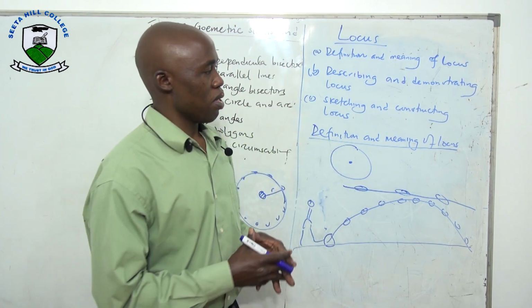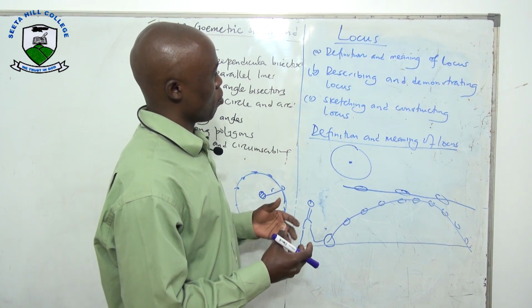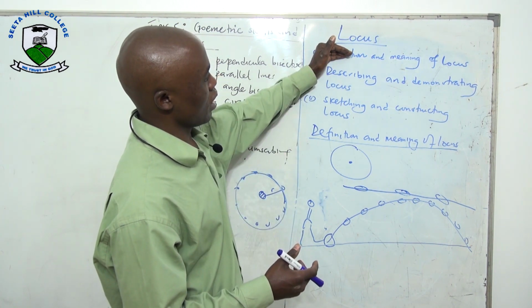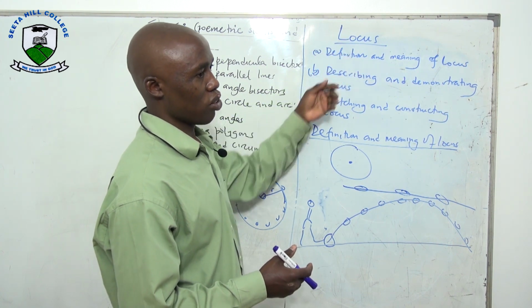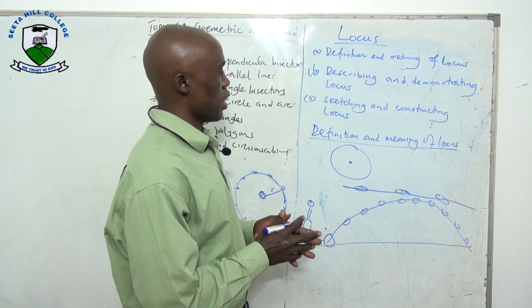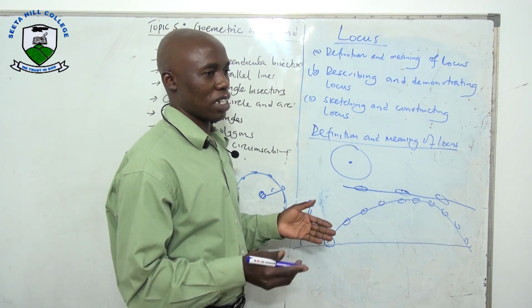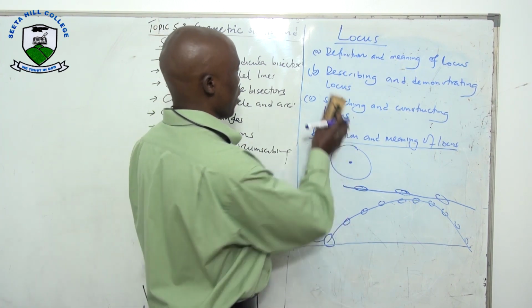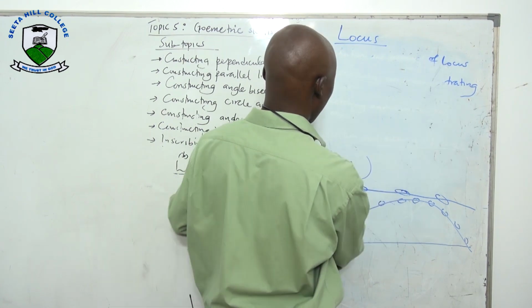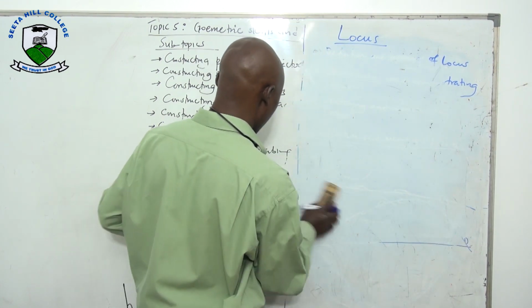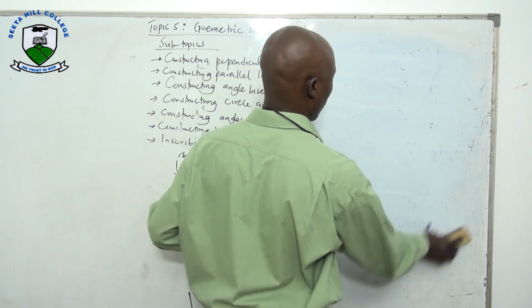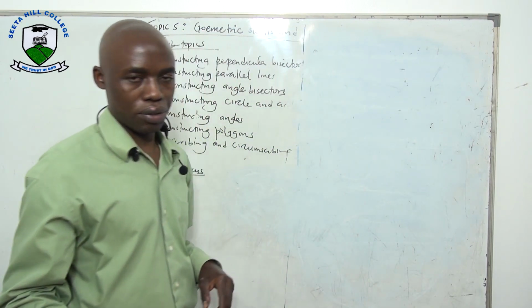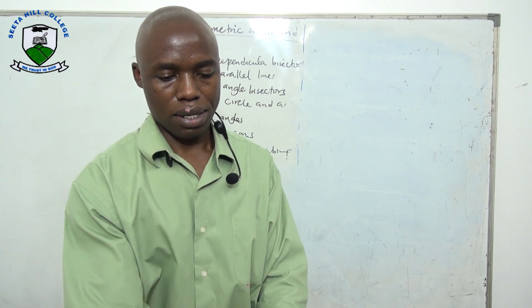Now, could I say that people can know what a locus is? Yes. How to describe it? Scenarios of demonstration. Then can we sketch a locus? That's our major point, sketching and constructing the locus.